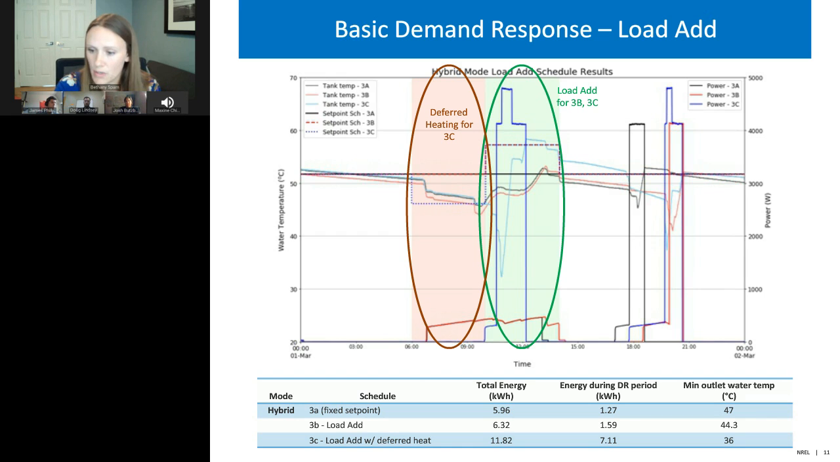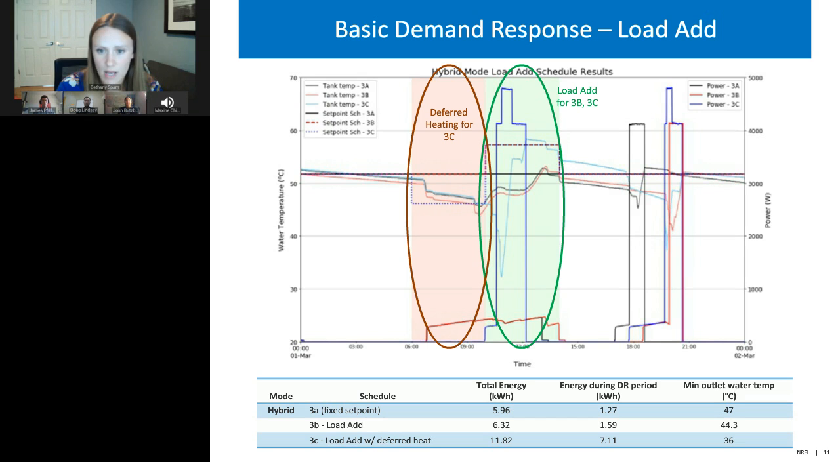You'll notice down below here in our table that we do see a small increase in energy use during that DR window from the basic load add, but a significant increase from the deferred heating case. But our minimum outlet temperature again drops down to 36 in that more advanced load up case. So it seems like we're deferring heating a little bit too long in this case.